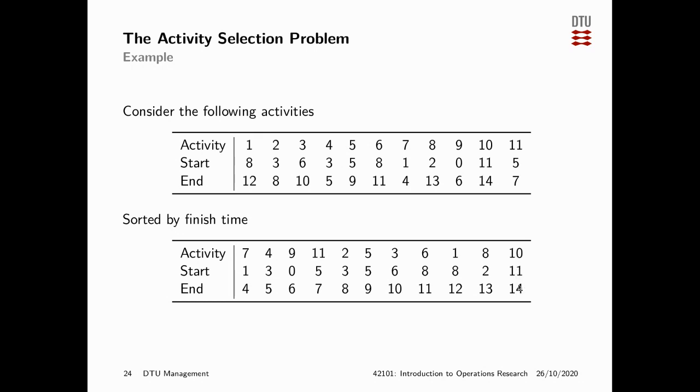and activity 10 is the latest one to finish at time 14. The activity selection problem asks us to determine the largest set of compatible activities out of these 11 activities. Obviously, we can't select activities 7 and 4 because they overlap in time, but activities 7 and 10 can be selected together because they do not overlap in time.